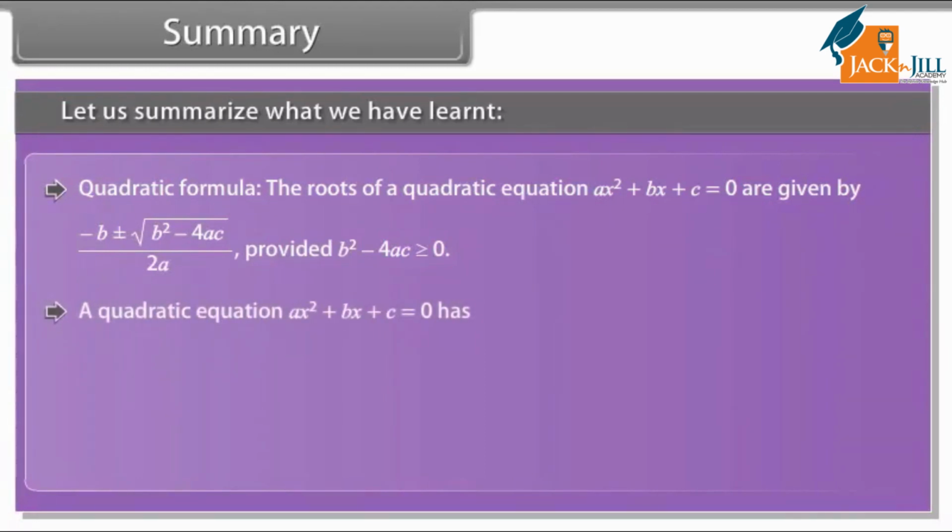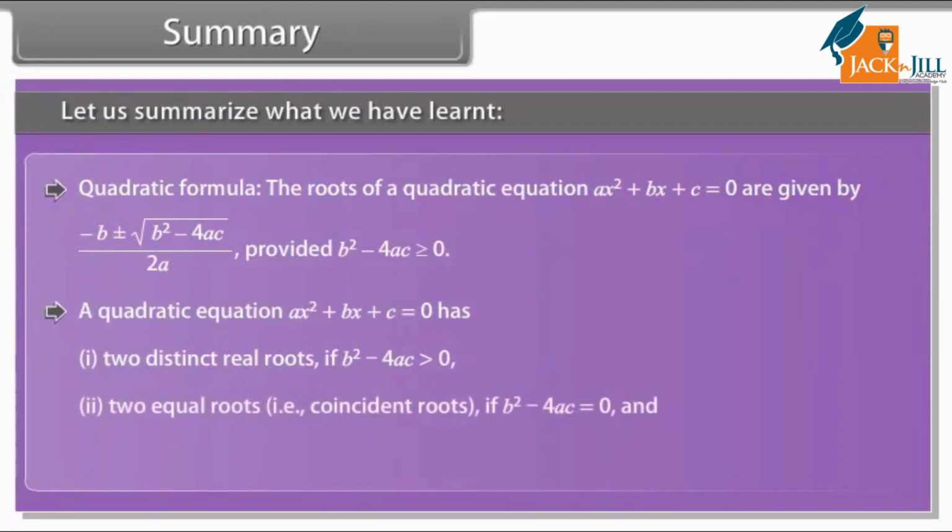A quadratic equation ax² + bx + c = 0 has 1. Two distinct real roots if b² - 4ac is greater than 0. 2. Two equal roots, that is, coincident roots if b² - 4ac is equal to 0, and 3. No real roots if b² - 4ac is smaller than 0.